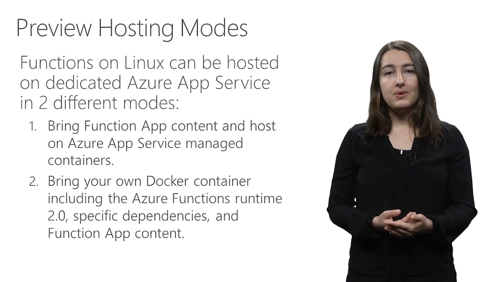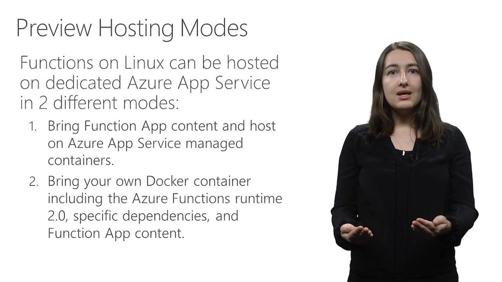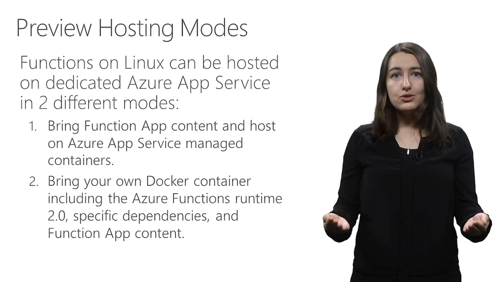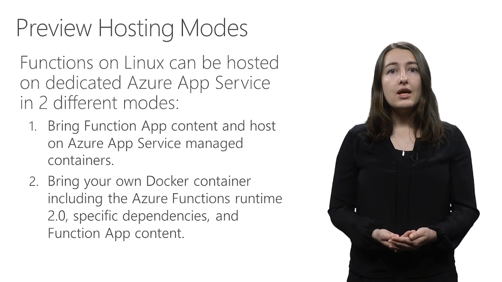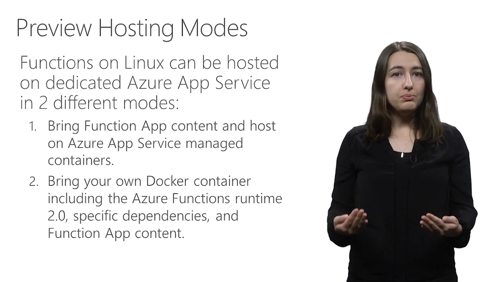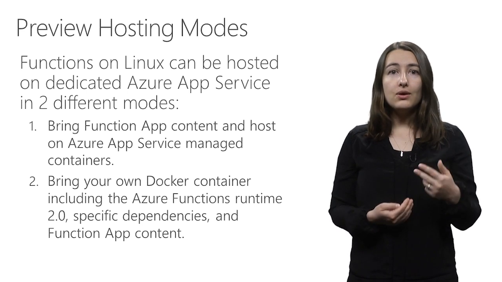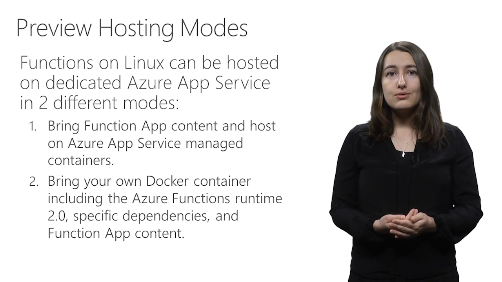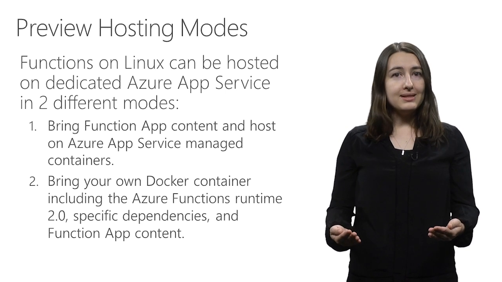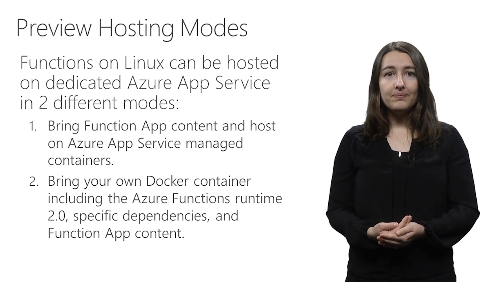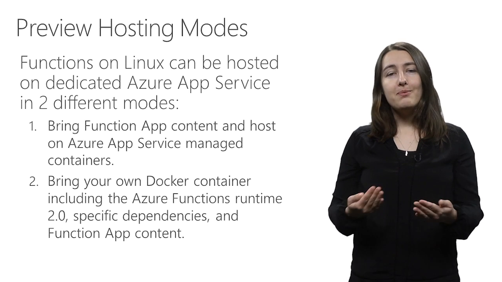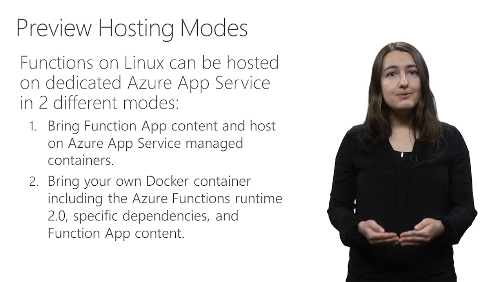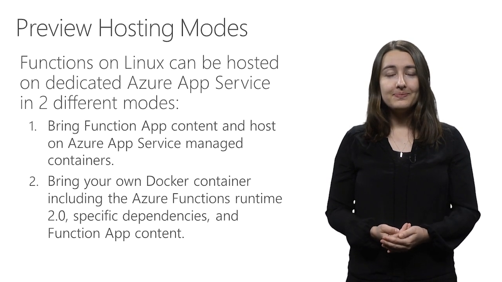For the first hosting mode, you bring your function app content and you host on App Service managed containers. This means no additional concepts beyond Azure Functions and no Docker container knowledge would be required. For the second hosting mode, you bring your own Docker container, including the Azure Functions Runtime 2.0, specific dependencies, and your function app content. This hosting mode brings you the most flexibility. To illustrate, we will look at small demos for each of these hosting modes.